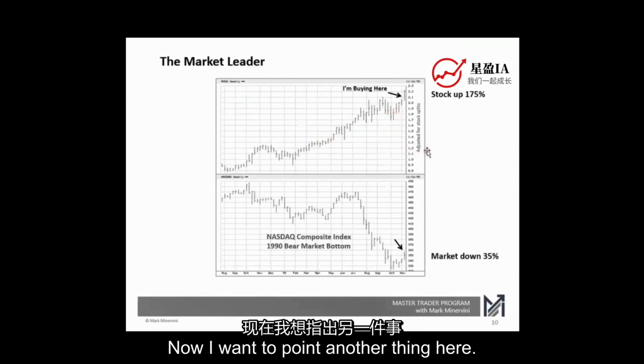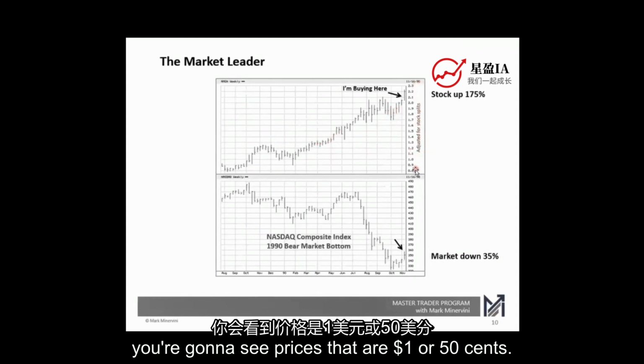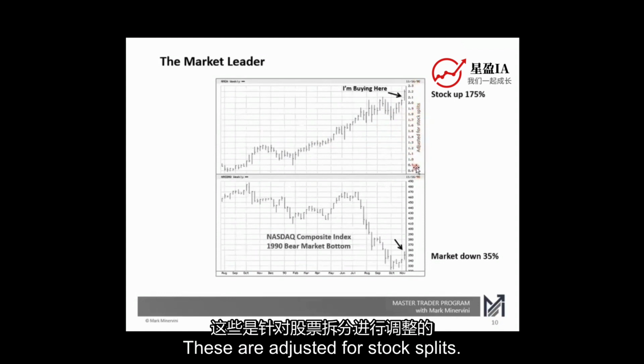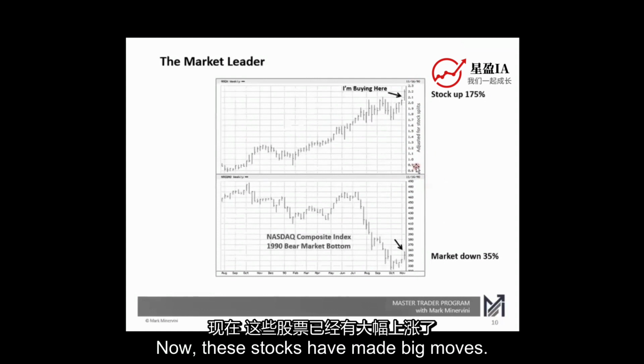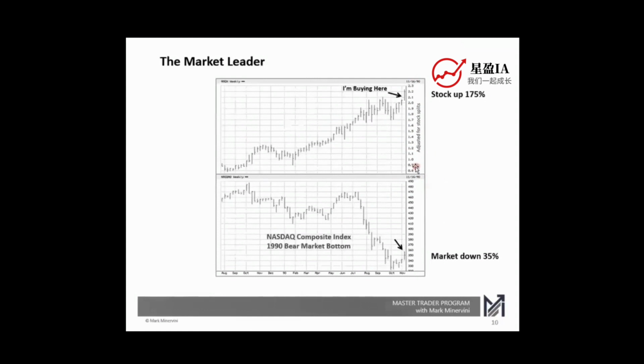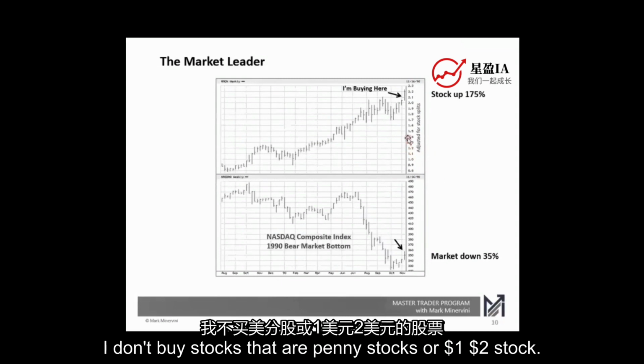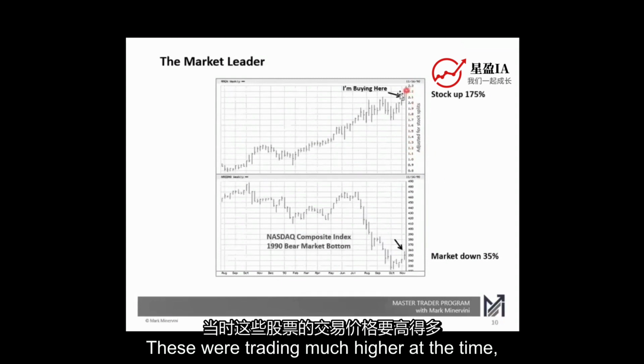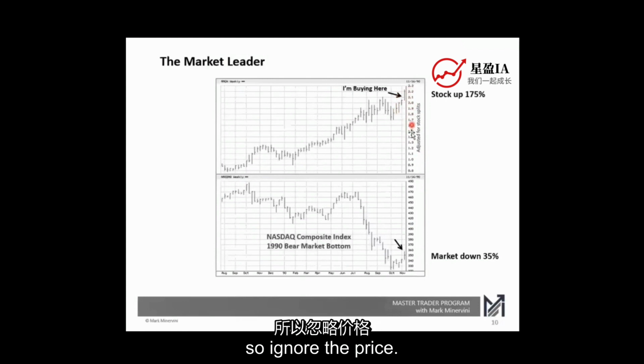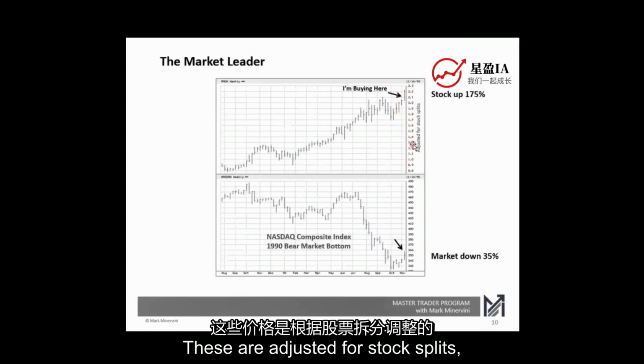Now, I want to point out another thing here. If you look at these prices, you're going to see prices that are $1 or 50 cents. These are adjusted for stock splits. So we've just taken the price now. These stocks have made big moves, so they're adjusted for stock splits. I don't buy stocks that are penny stocks or $1, $2 stocks. These were trading much higher at the time. So ignore the price. These are adjusted for stock splits.